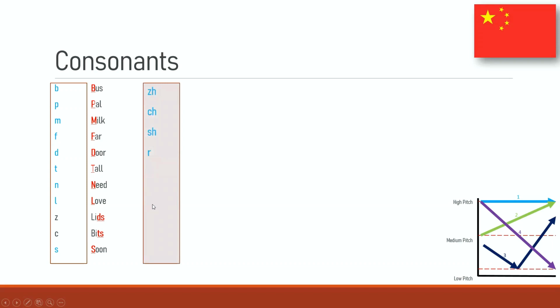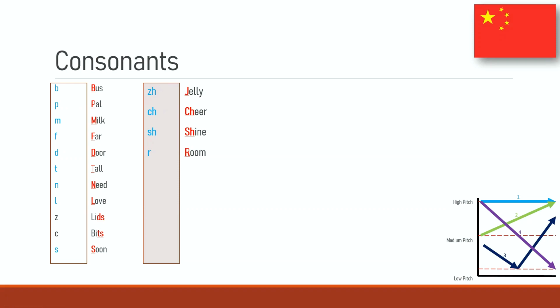Now let's look at the next column. These are what we call retroflex sounds, meaning they are pronounced with your tongue slightly curled towards the back of your mouth. The ZH sounds like the J sound in English, as in jelly. But the difference is we curl our tongue slightly and pronounce J as you would in English.